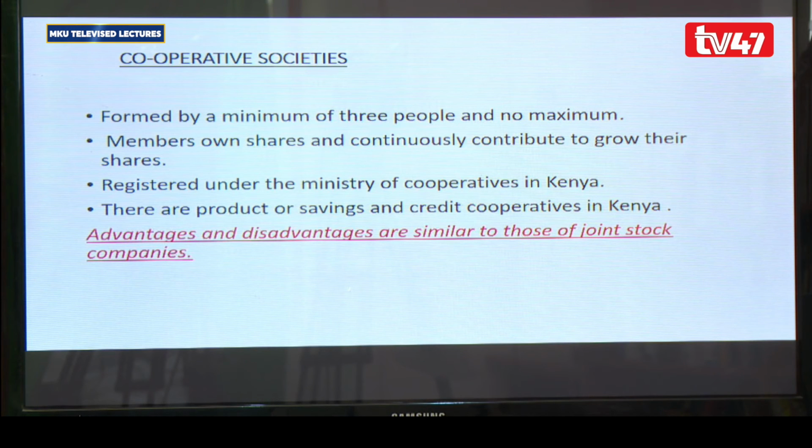We have two kinds of SACCOs. We have the savings and credit, and we also have the product SACCOs. But today I want us to look at the savings and credit, where members contribute. They buy shares, they buy through contribution of their savings, and they can borrow depending on the terms and conditions of that cooperative. It is formed by a minimum of 3 people and no maximum again. And it is registered at the Ministry of Cooperatives in Kenya. Basically, they aim at helping its members to save, and they can borrow. Their advantages and disadvantages are similar to those of a public limited company.